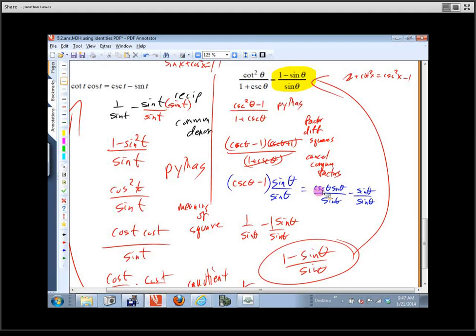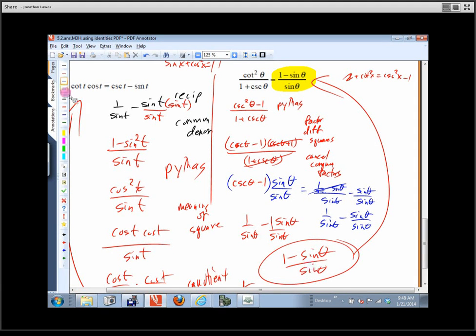What's cosecant? One over sine. So I could cancel this with this. That would give me 1 over sine theta minus sine theta over sine theta. Isn't that where we are right here? Couldn't I combine them together and get this? So would that get us there? Yeah, maybe a little bit more roundabout way, but that would be just fine.